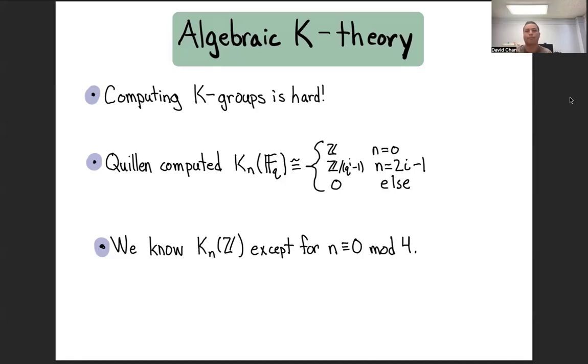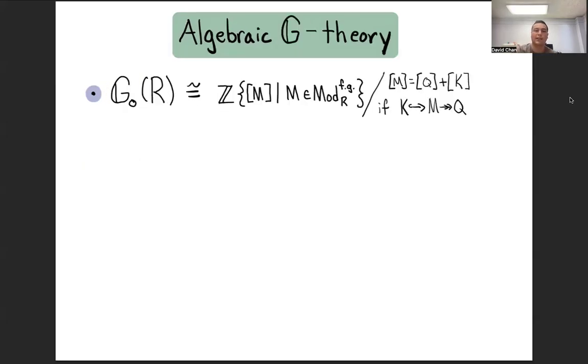Just to say a little bit about G theory, right? G0 admits a very similar presentation, except instead of finitely generated projective modules, we just use finitely generated modules. And instead of this definition where M is isomorphic to Q plus K, you actually just do it whenever there's a short exact sequence, right? So you split all the short exact sequences. Secretly, this is the same relation as the projective module case. It's just that the short exact sequences for projective modules already split.